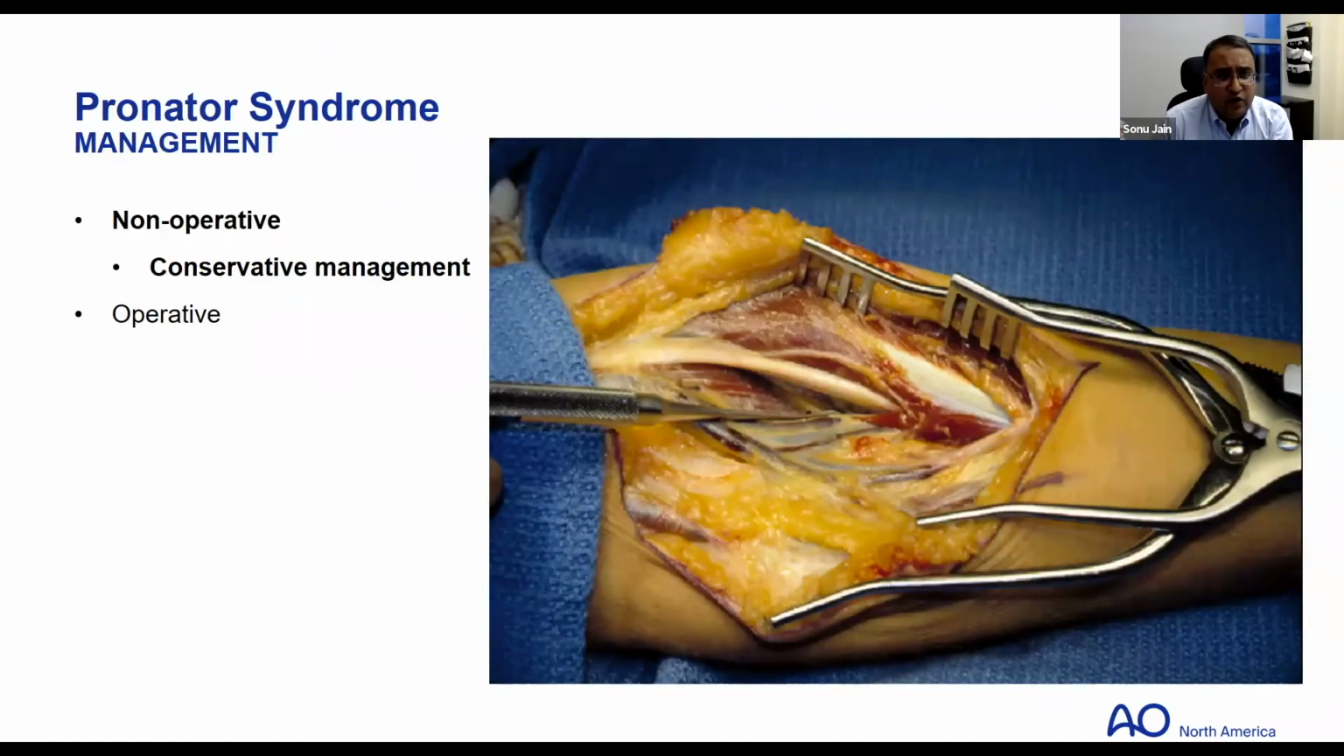So management is largely non-operative, it's conservative: splinting, NSAIDs, activity modification. And then obviously you can release the points of compression if you're looking at operative management for this.